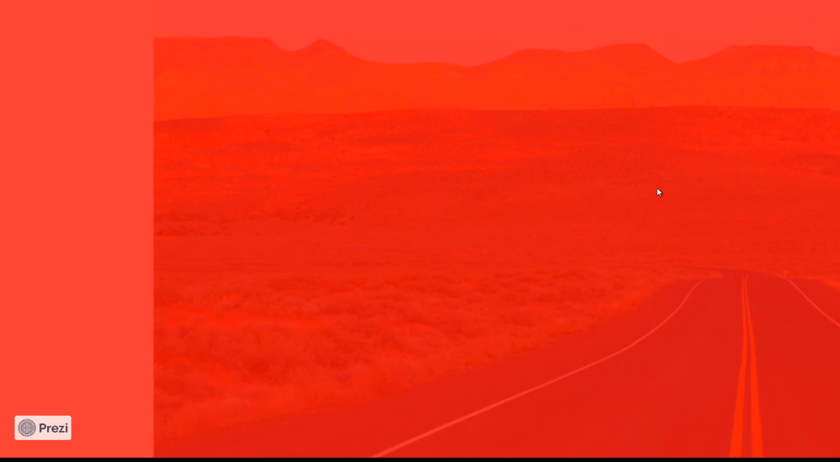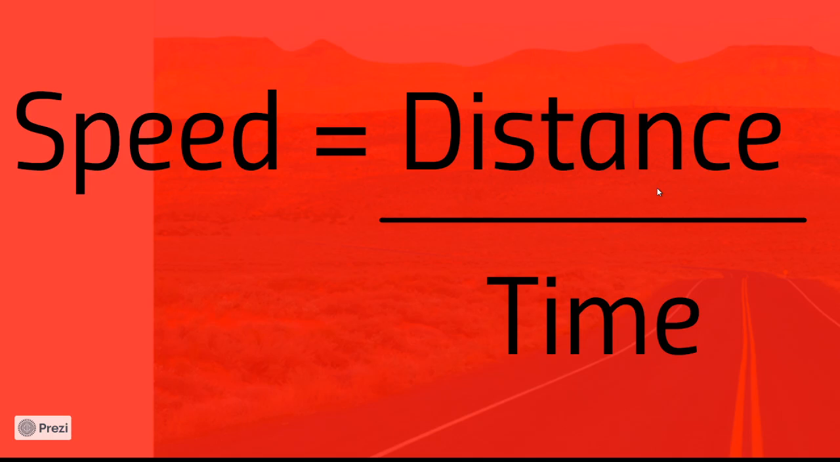Now, I just wanted to show you something that you already learned in your previous classes. I don't know, and that is this formula: speed is equal to distance by time. I do believe that you have already learned this in your previous classes. You probably would have studied it in physics. Speed is equal to distance by time.